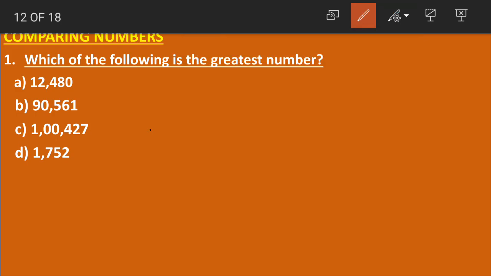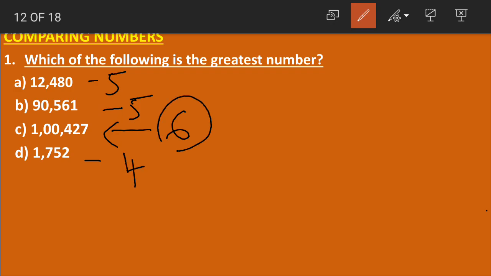Yes, this is the largest number here. Why? Because if you look at the number of digits, A has 5 digits, B has 5 digits, C has 6 digits and D has 4 digits only. Now which number has the greatest number of digits? Option C. So option C becomes the greatest number. Okay children?